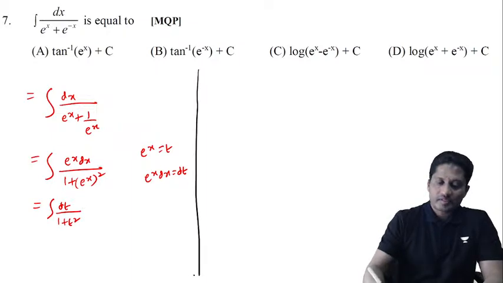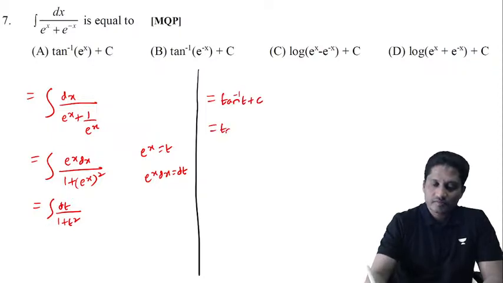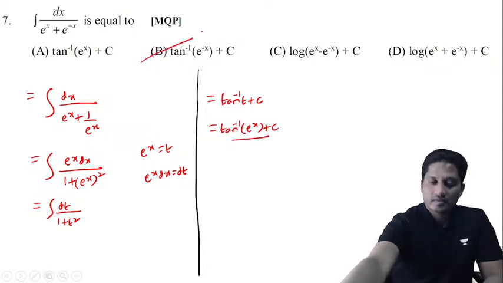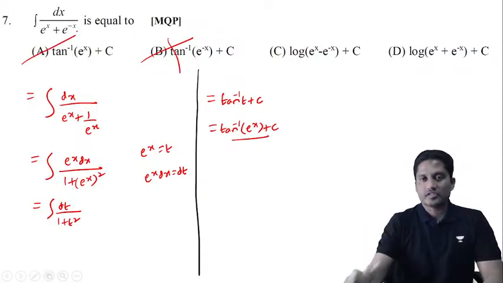Integration of 1 by 1 plus t square is tan inverse of t. Tan inverse of t plus c. So this is tan inverse of, what's the value of t? E power x plus c. Sorry, tan inverse of e power x plus c. First option.